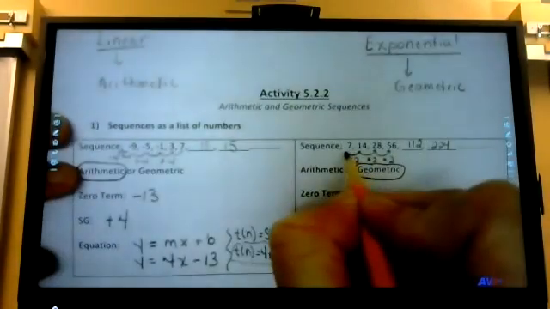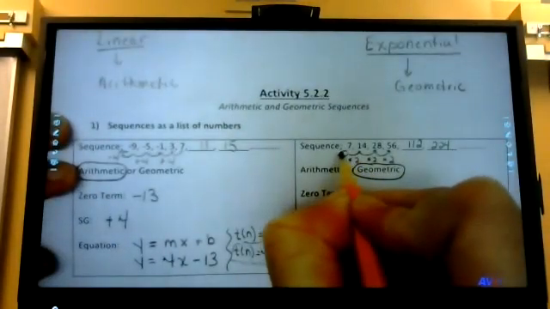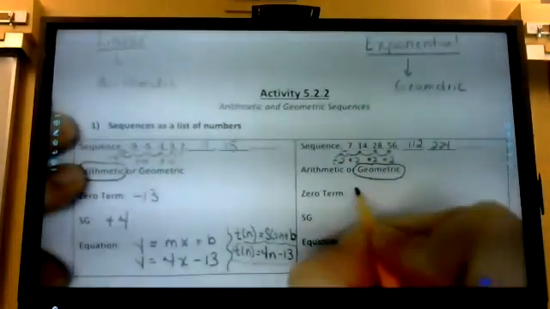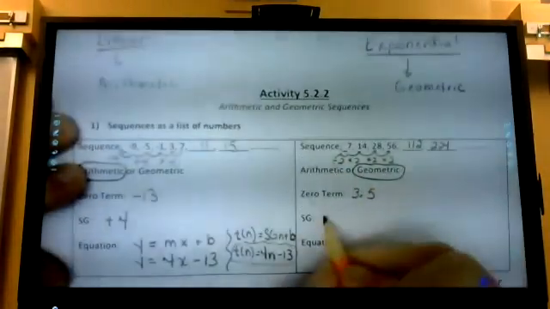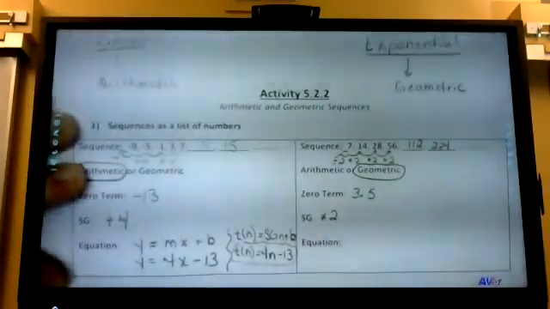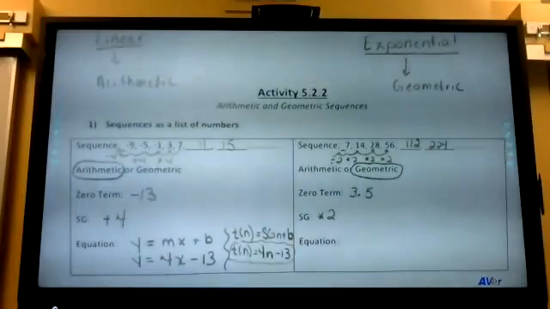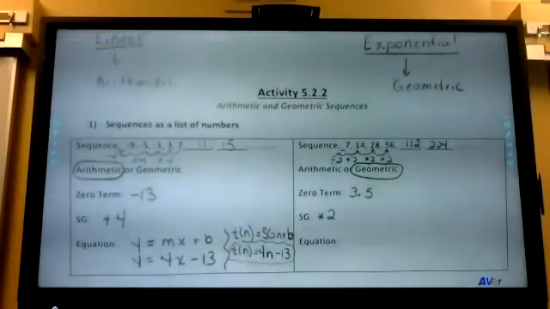But you have to go backwards. So that means we are going to be dividing by 2. So 7 divided by 2 is 3.5. The sequence generator is multiplication. Now, for you guys, you've never written the equation of an exponential.